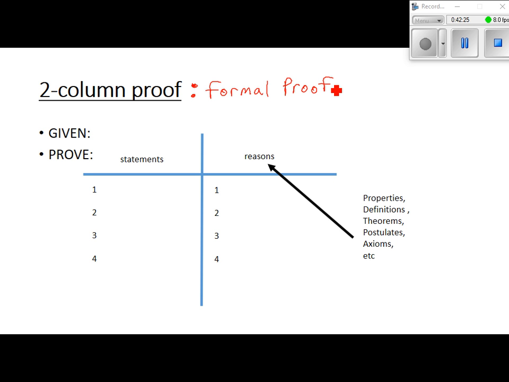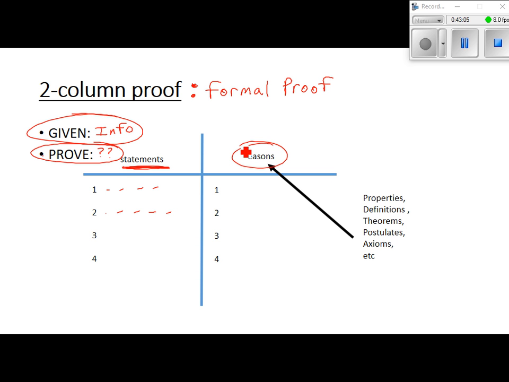Why do you think it's called a two-column proof? There's two columns. Real difficult. You're always going to have some kind of given information. It's always going to say "given," and then it'll give you some kind of information there. You're going to have a prove statement. This is what you're trying to prove. This is what your argument's trying to get you to. The two columns: the first column, statements, whatever statement you're making in here. The second column, the reason for each of those statements.